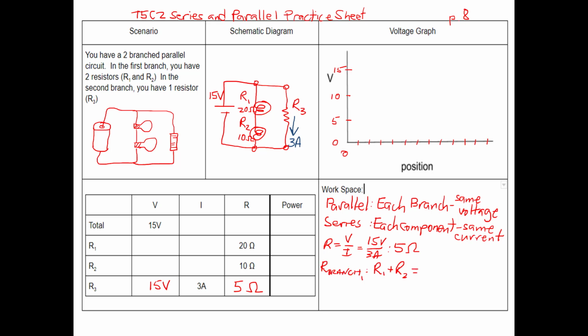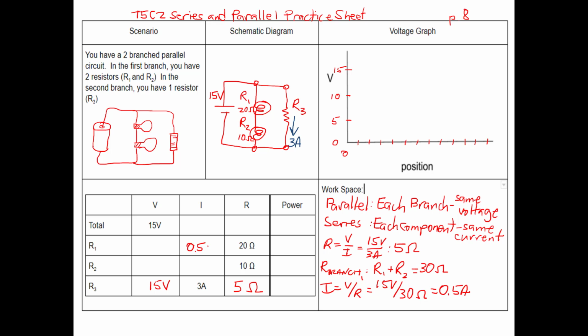So I see the resistance of branch 1 will be the sum of R1 and R2. 20 plus 10 is equal to 30 ohms. Now I know what that total resistance is. Now I can figure out what my current is because I know from Ohm's law, I equals V over R. The voltage for the branch is 15 volts. The resistance for the branch, 30 ohms. My current through that branch is 0.5 amps.